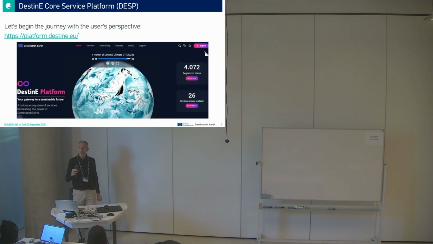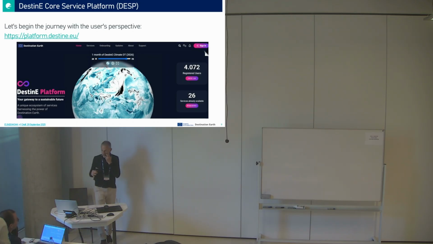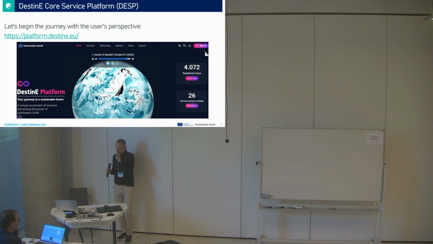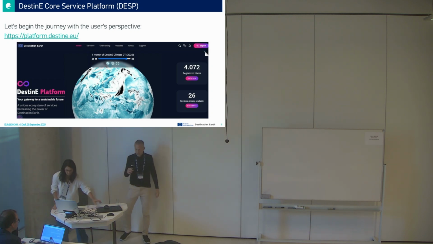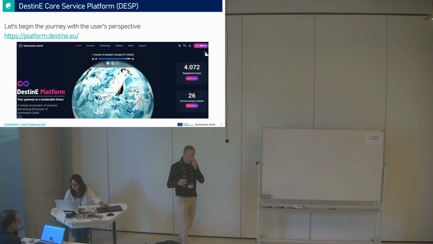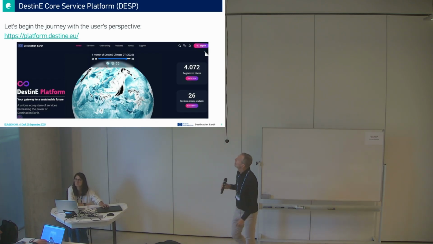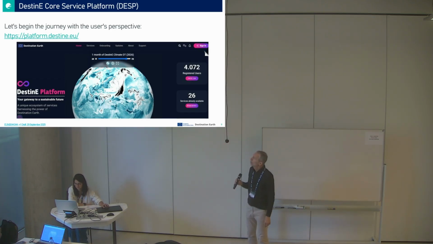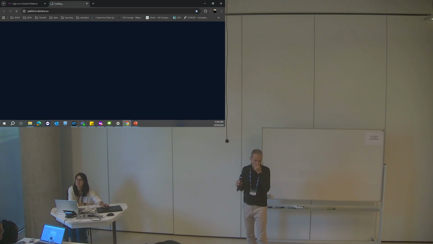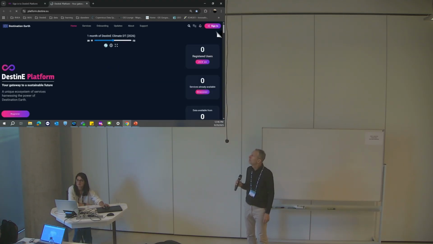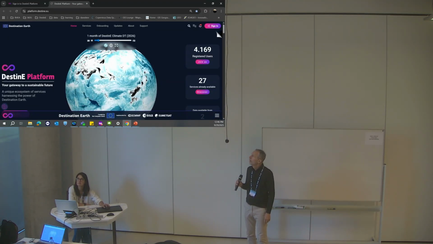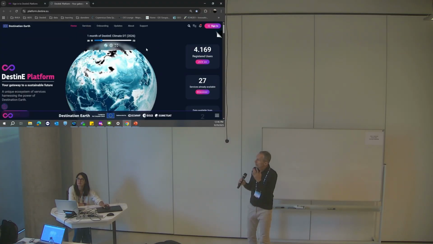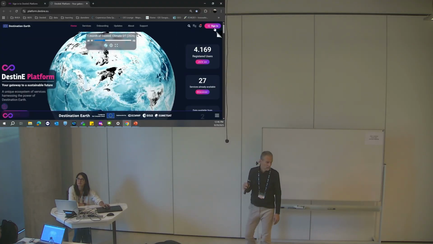So we start with a journey from a user perspective. And I have to ask Serena, is it me doing this? Or maybe you do it and I talk through. So I suggest you all have the computer. You go to the core platform, you try to access this URL, platform.destine.eu. Then I suggest we log in together. You click on the sign in.